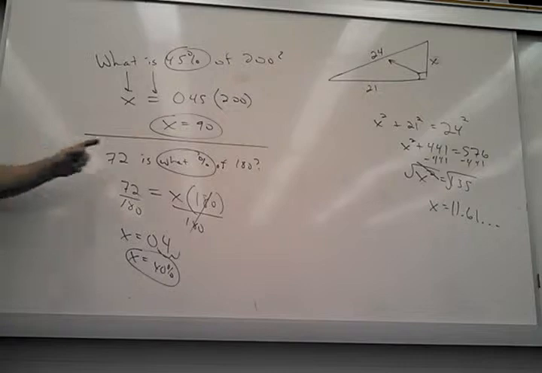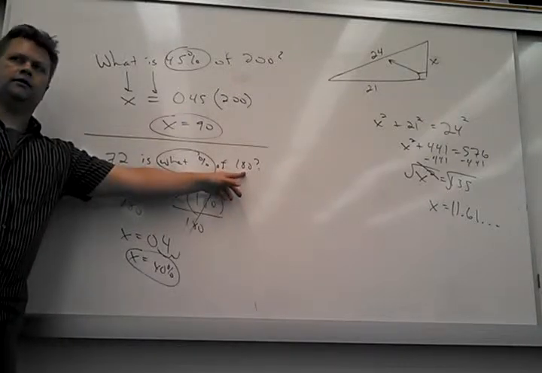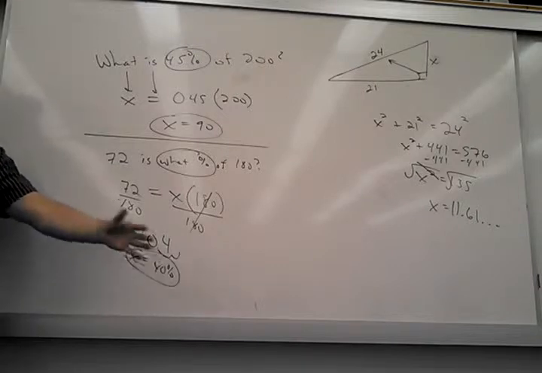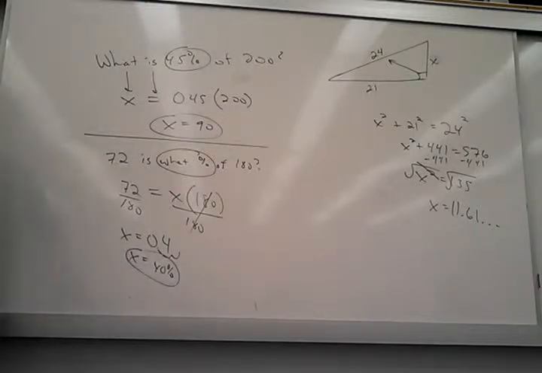And again, that makes sense because half of 180 would be 90. So 72 must be less than half of 180. So it's actually 40, not 50. It's 40% of 180, less than half of 180. So again, that answer makes sense. If I got that it was 90%, I'd say, well, something went wrong. It's not even half of that. How could it be 90% of that?